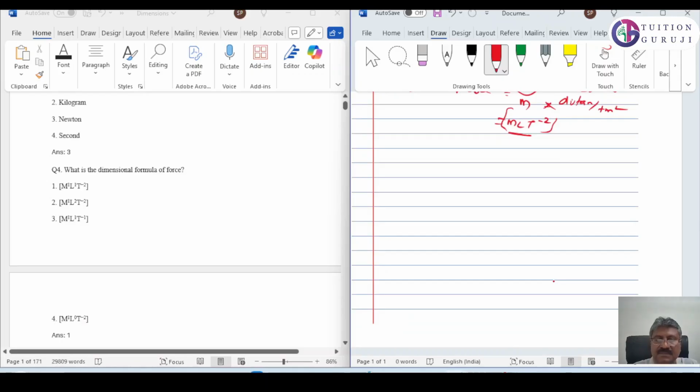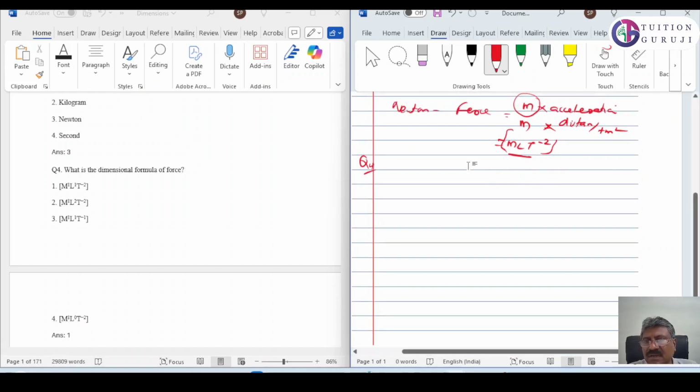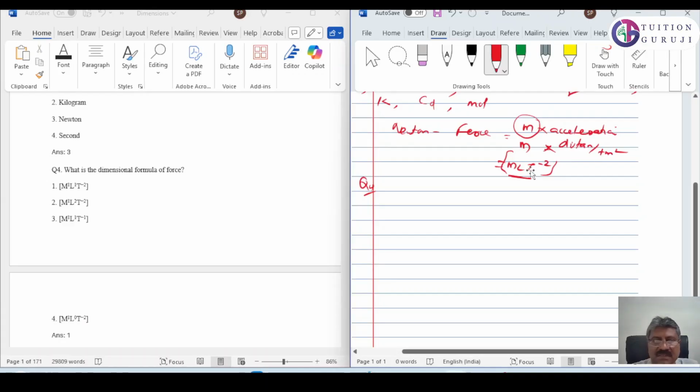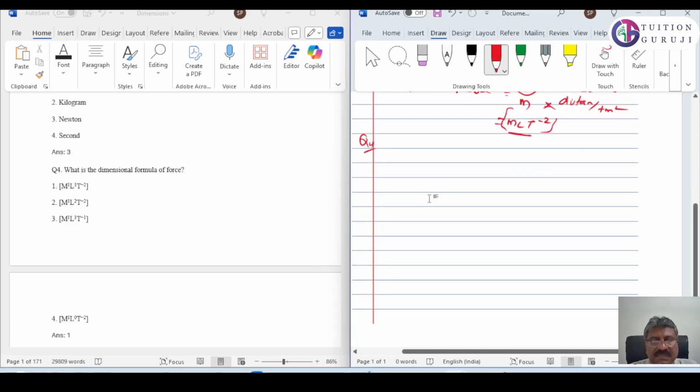Now the fourth question. What is the dimensional formula for force? Just now we derived. Force is equal to mass into acceleration. So M L T raised to minus 2. Answer is given here. This is answer 1.